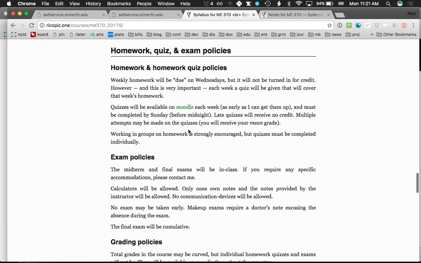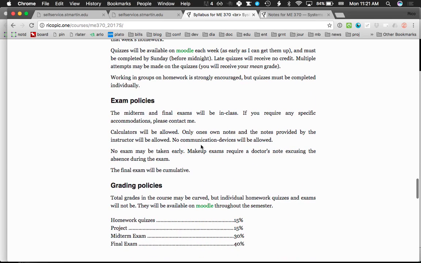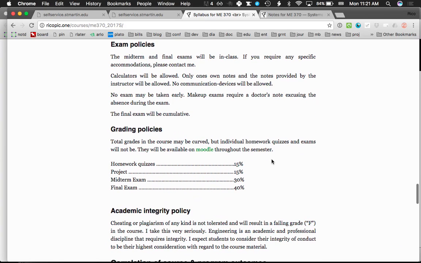And if I continue to see issues with that, I might start having you guys turn it in, because the point is for you to do the homework and understand it, not to get a good grade on the quiz. That's not the point. Okay, exam policies, don't cheat.